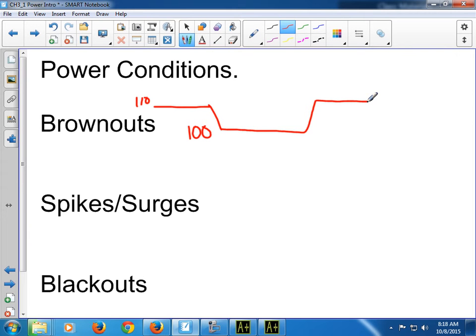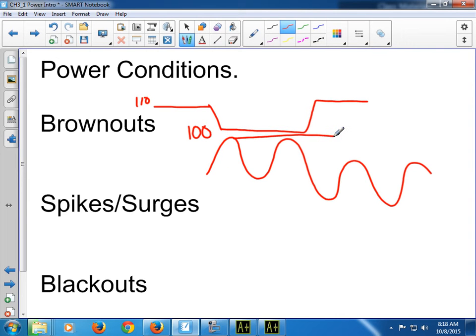So if it was a sine wave, and my drawing is going to be bad, like if we had a sine wave and all of a sudden the sine wave shifted to a lower voltage, it's still AC power, but the AC power has shifted to a lower voltage. That's a brownout, okay? Now we have brownouts all the time.